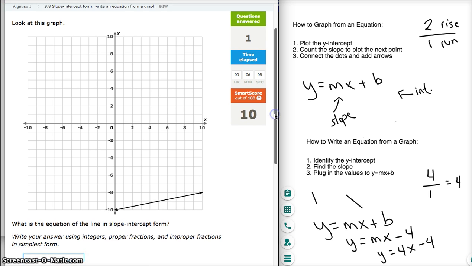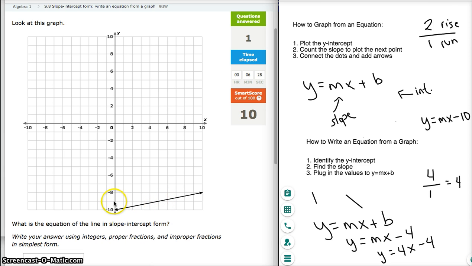So it looks like it hits down here at -10. So my intercept is going to be negative 10. Let me find a new spot to write here. y equals mx minus 10. And now I need to find my slope. So let me look for my coordinate. I think it's going to be this one right here.